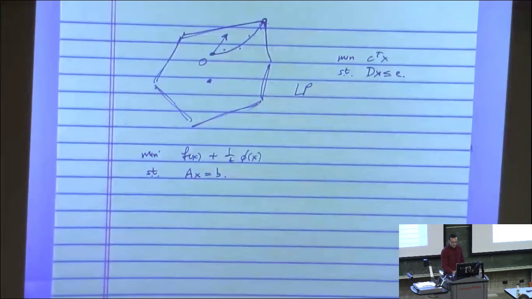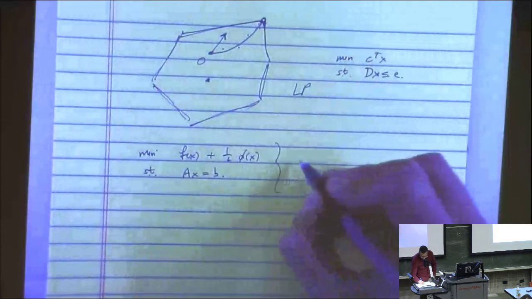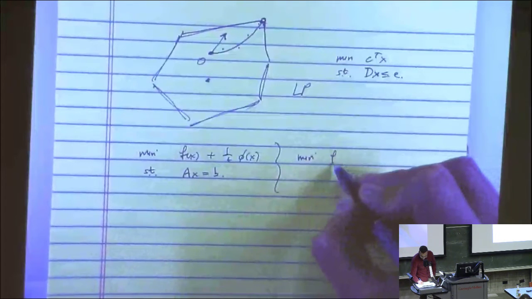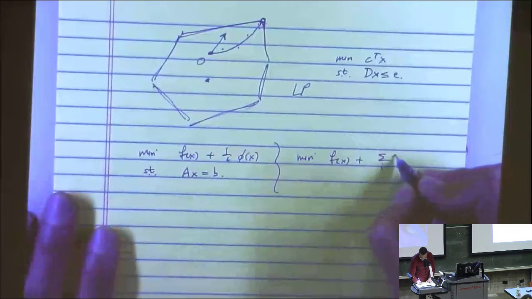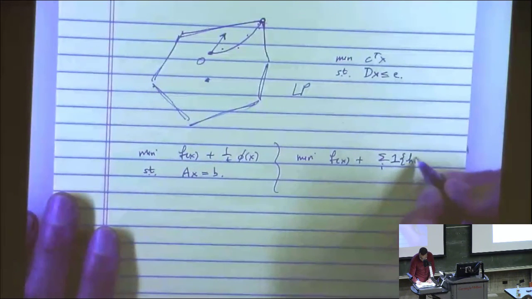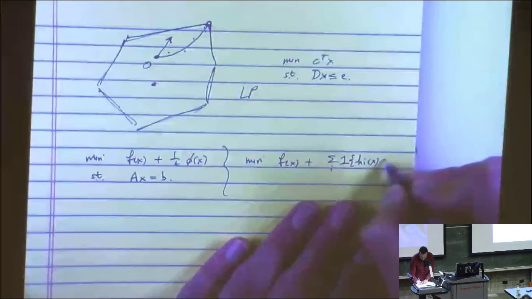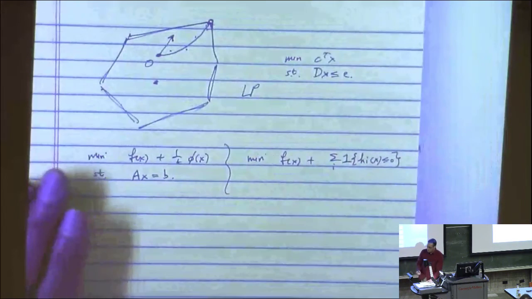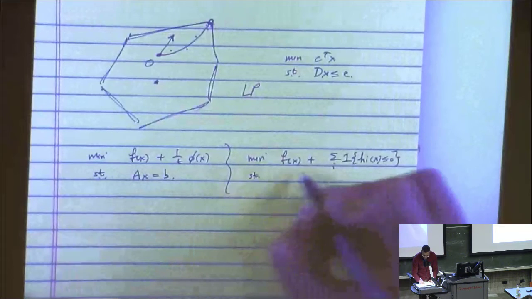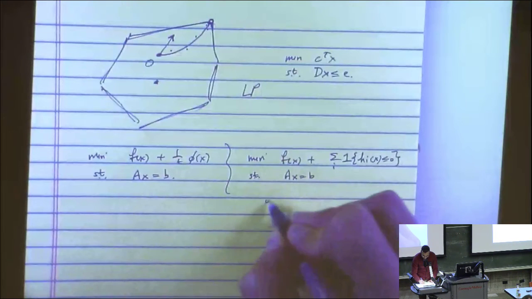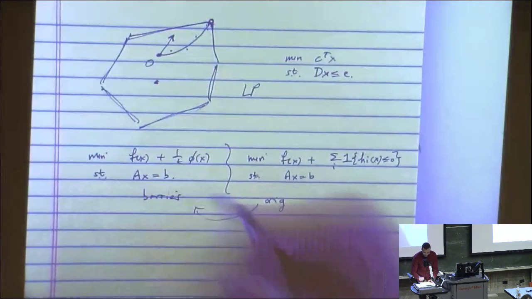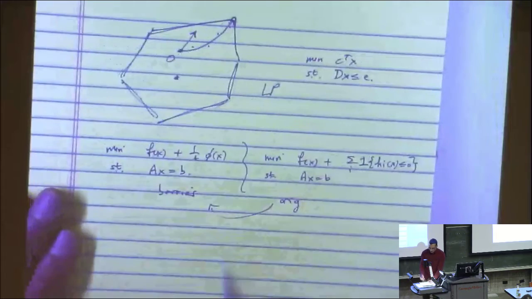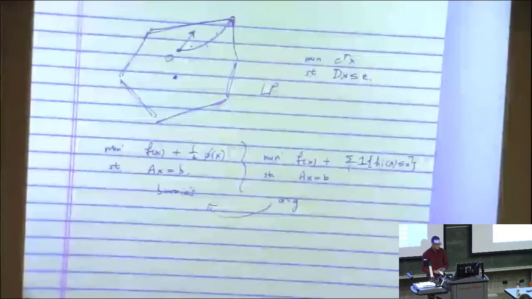Right, if I replaced this phi in the criterion by the sum over all i of the indicator that h_i(x) is less than or equal to 0, then I wouldn't have changed the problem. So this is the original problem. This is the barrier problem. And the barrier problem just forms a smooth approximation to the indicator. And the larger t is, the better that approximation is.